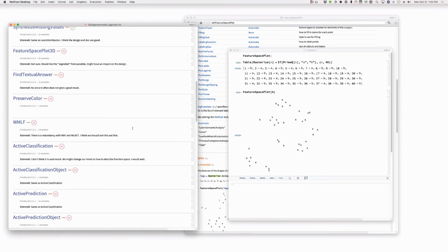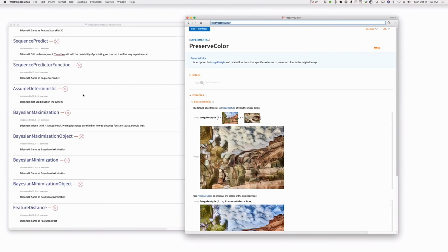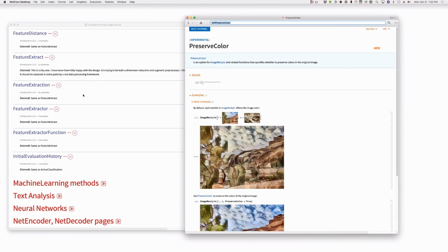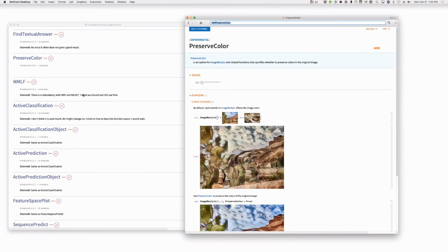Okay. Preserve color. And I think that's it for me, right? Don't count on it. Hold on. Yes, that's it for you. Okay. See you later. Bye.